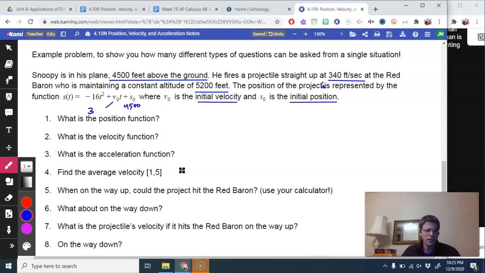Now we want to think about, are these positive or negative? 340. He fired it up, so that's going to be in the positive direction. So it is going to be positive 340. So our position function is s of t equals negative 16t squared plus 340t plus 4,500.